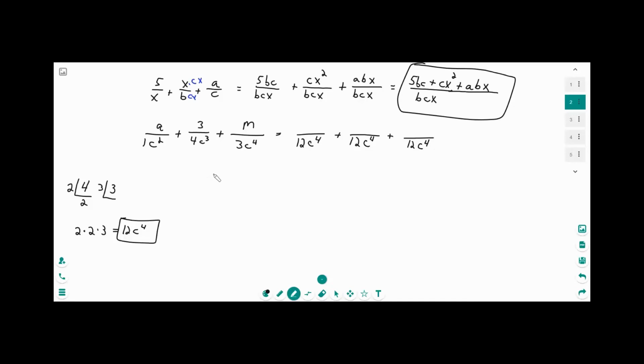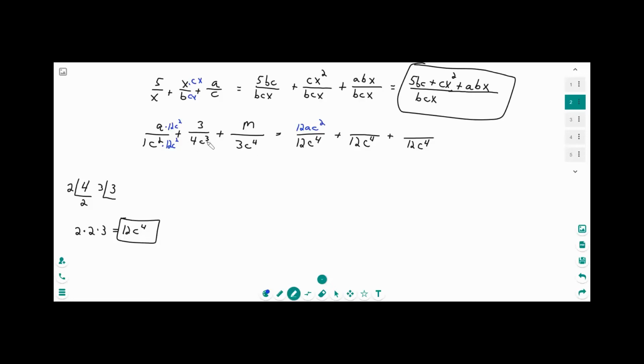Boom. All right, so there is our least common denominator. Now we can figure out our numerators. So what do we multiply this c squared by to get to this 12c to the fourth? We multiplied it by a 12, and we also multiplied it by c squared, right? Because c squared times c squared would give us c to the fourth. So we multiplied it by 12c squared. So that is what we need to multiply the numerator by, 12c squared, which is going to give us a 12ac squared, if I write it in alphabetical order, right?